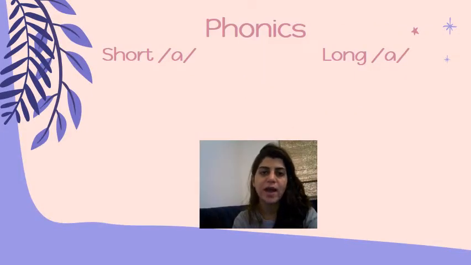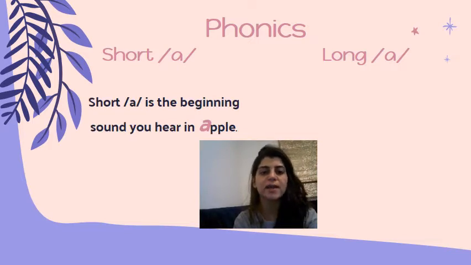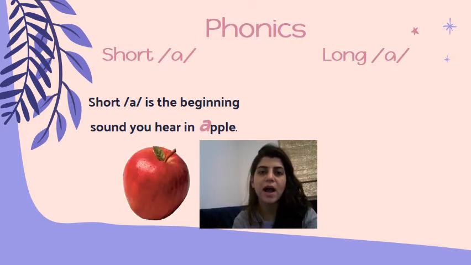Phonics. We have the short A and the long A. We have to know the difference between the short A and the long A. Short A is the beginning sound you hear in the word apple. Let's say it together: a-a-apple. This is the short A sound. Say it with me, please: apple.